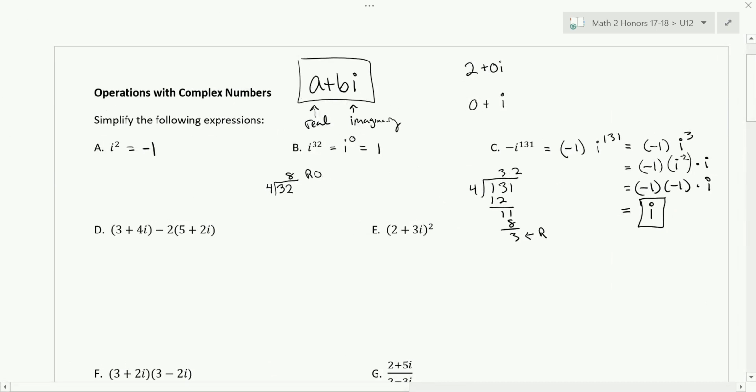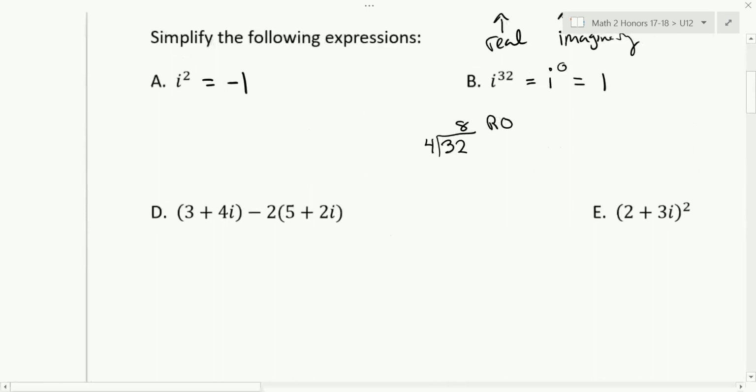So here we go. Next example, okay? When you add or subtract complex numbers, it's just like adding and subtracting with variables. So if you think of i as just the variable x or y, all the rules that you learned before apply, and it'll feel just like any of those problems.